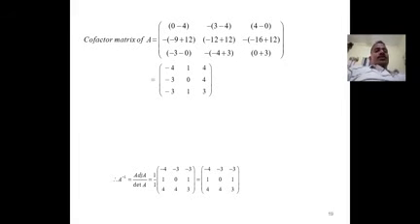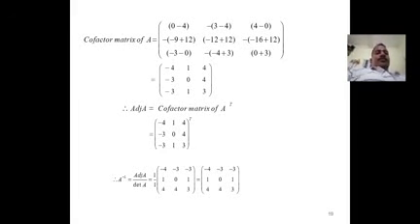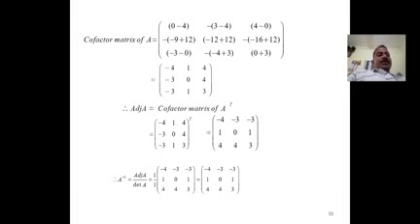The adjoint is the cofactor transpose, that equals minus 4, 1, 4; minus 3, 0, 4; minus 3, 1, 3, whole transpose. That will give us minus 4, minus 3, minus 3; 1, 0, 1; 4, 4, 3. Therefore A inverse is adjoint A by det A, that is 1 by 1 times minus 4, minus 3, minus 3; 1, 0, 1; 4, 4, 3.